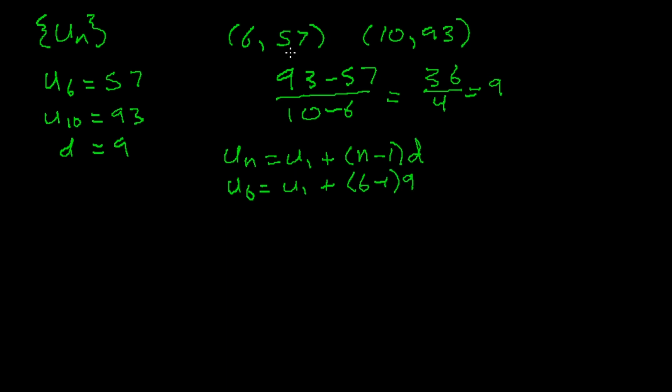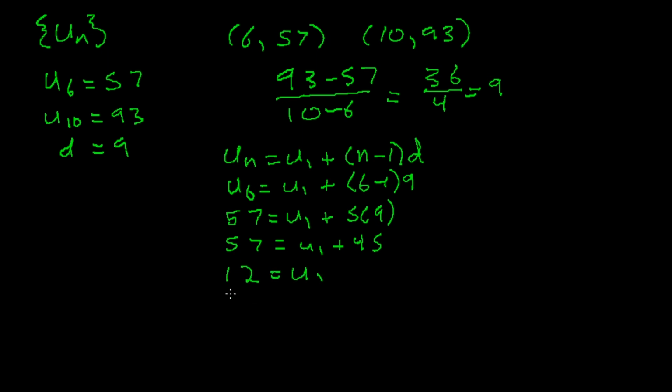And u sub 6 is actually just 57. The sixth term is 57. So 57 is equal to u sub 1 plus 5 times 9, or 57 is equal to u sub 1 plus 45, and that leaves us with 12. So u sub 1 is equal to 12.